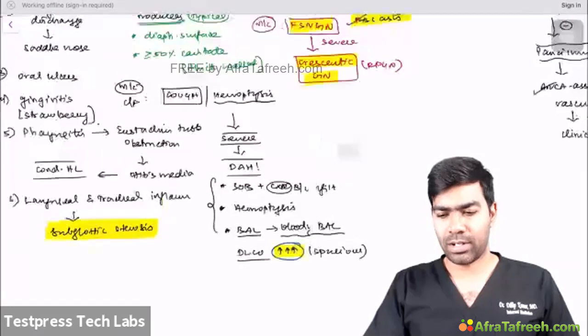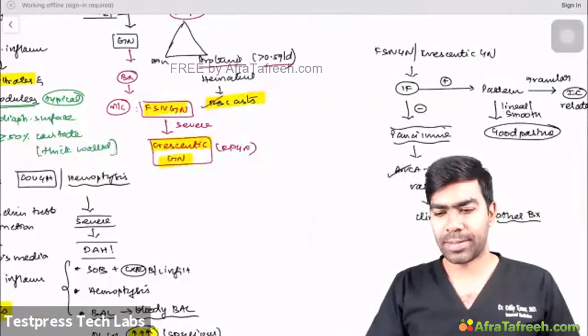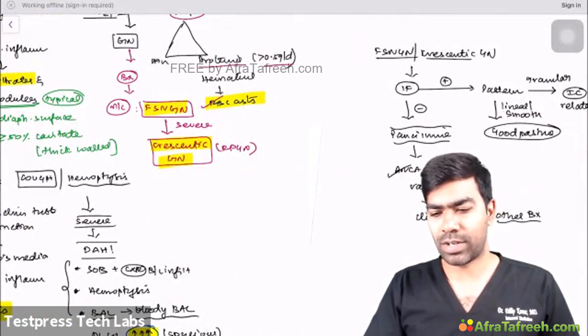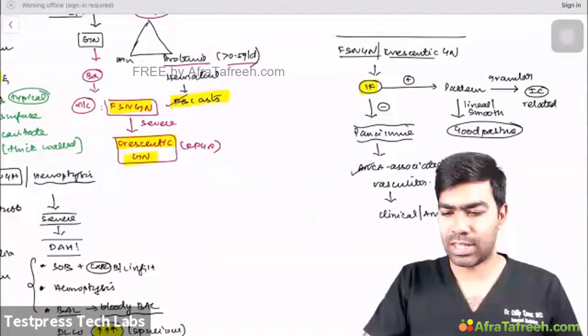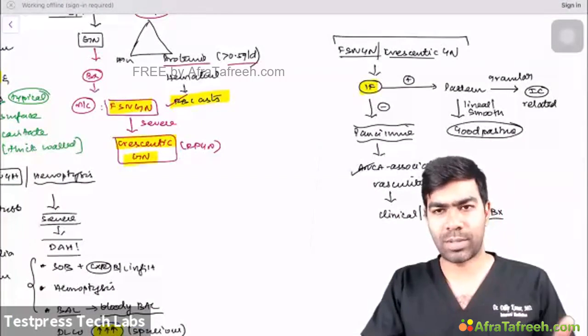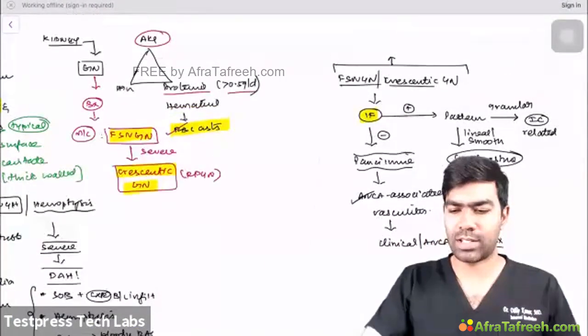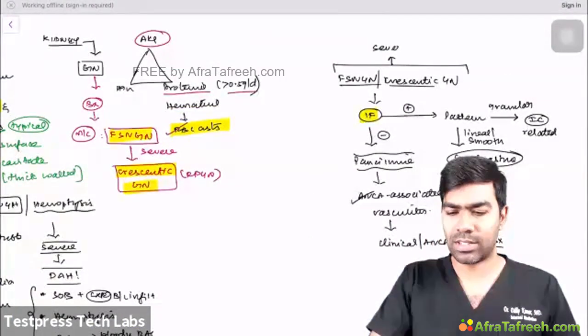So fine. This is how I'm going to evaluate an FSNGN or a crescentic glomerulonephritis. If they ask you what is the next step, if you see a crescent, always it is immunofluorescence. But nevertheless, whenever you see crescentic or focal segmental necrotizing glomerulonephritis, it always indicates a very severe disease.